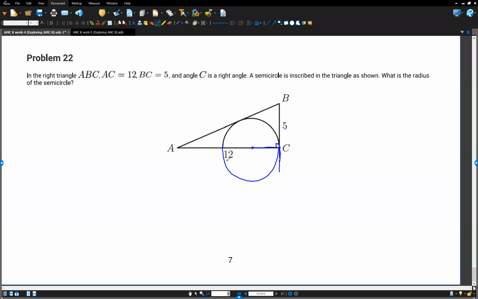Now AC is 12. Oh, very familiar number, right? This is 12. This is 5. What is the length of this one? 13, isn't it? 5, 12, 13. Remember 3, 4, 5. The next one is 5, 12, 13. One more: 8, 15, 17. Up to here, you need to memorize.